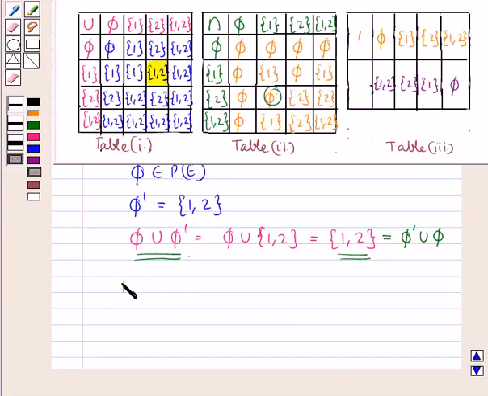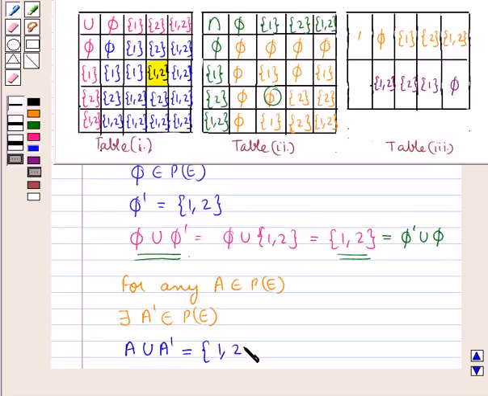So we can say for any element A of the power set E, there exists its inverse A complement, which belongs to the power set E, such that A union A complement is equal to the set with elements 1, 2, in this case, which is the identity element for intersection, and this is the same as A complement union A.